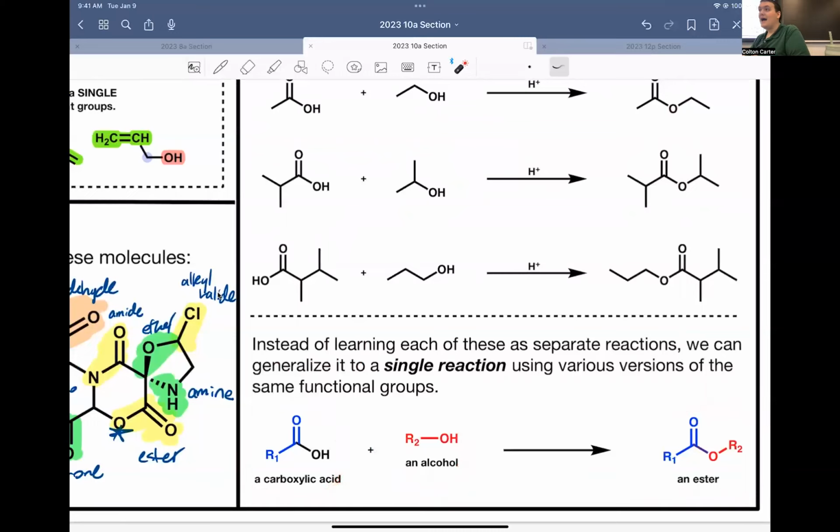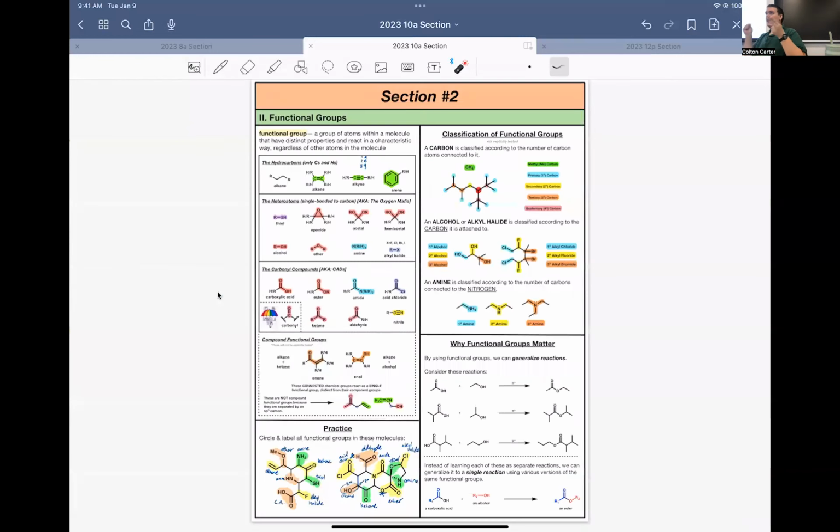If you learn these now, like memorize them this weekend, you're going to save yourself a lot of legwork going forward. And that's why we explicitly test this: functional groups, what they are and why they're important. Does that make sense? Great. I'm going to move on.